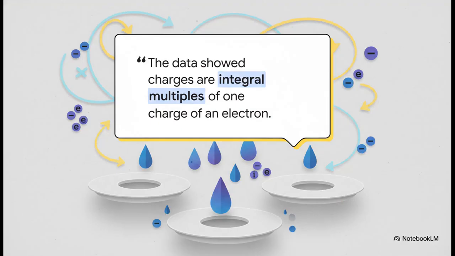And here's the amazing punchline. When Millikan analyzed all his data, he discovered something incredible. The charge on every single oil drop was always a whole number multiple of one tiny fundamental value. He'd found it. He'd proven that charge is quantized, and in the process, he'd measured the charge of a single electron for the first time.